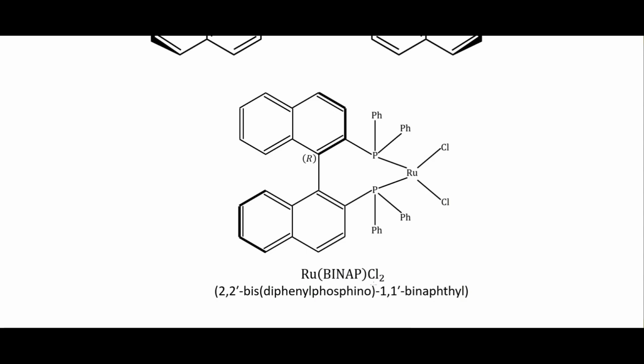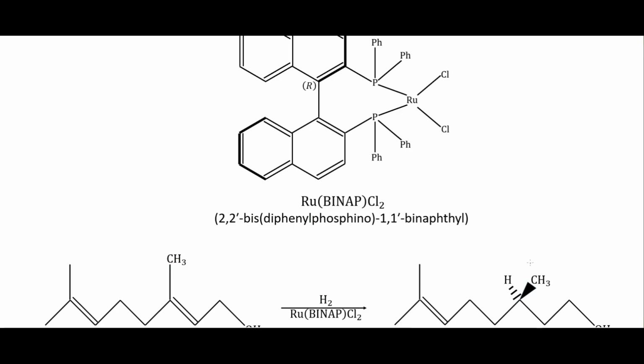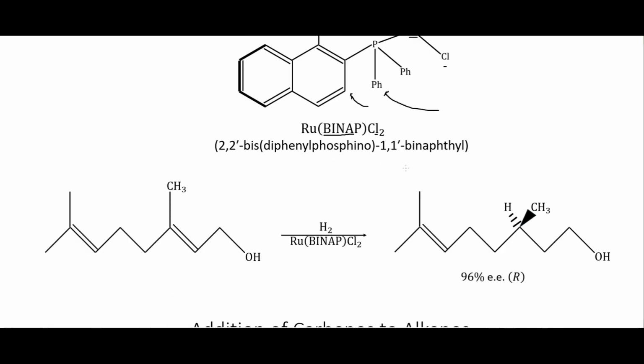Ru BINAP Cl2. BINAP stands for 2,2'-bis(diphenylphosphino)-1,1'-binaphthyl right here. And so we see we have this metal right here with our two chlorines. That's the Cl2, and then the BINAP, which are these larger groups going on here.